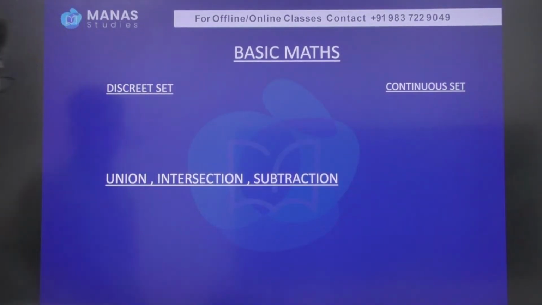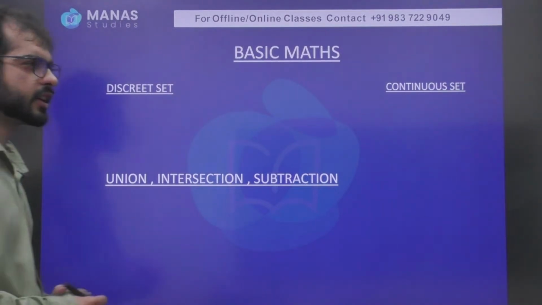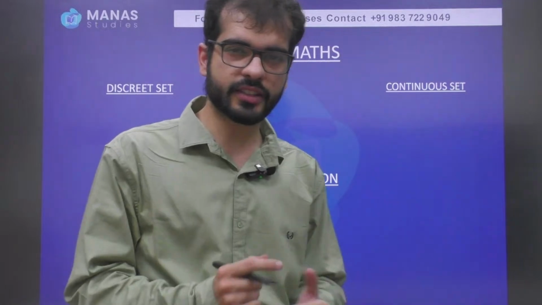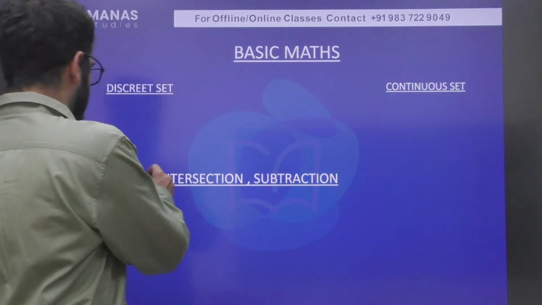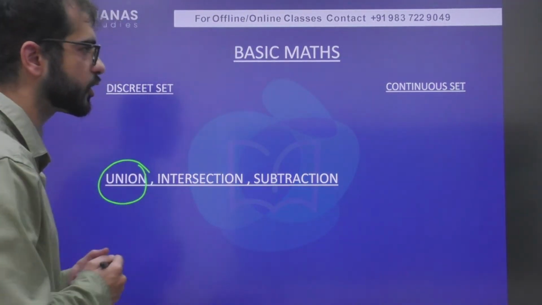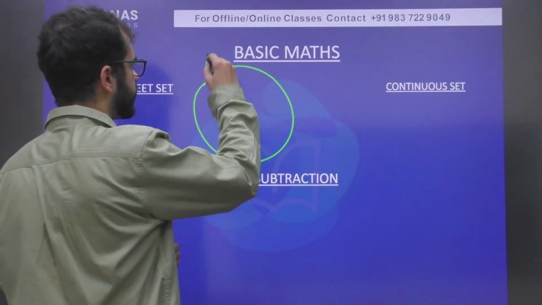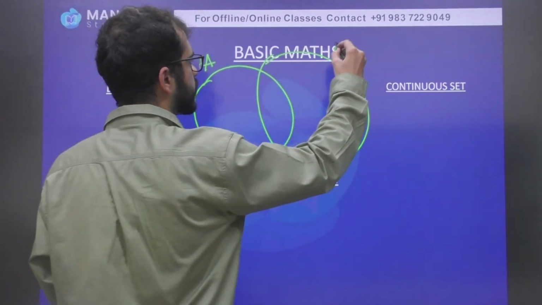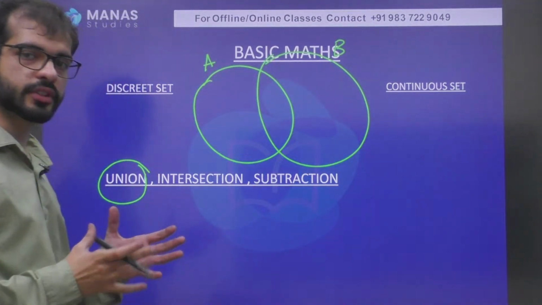Now let's focus at the next concept, that is going to be union, intersection and subtraction. ये concepts आपने 6th class में पढ़े होंगे. Let's revise them quickly so that we can move forward. Union of two sets. If I talk about a set A and another set B, these are Venn diagrams, that is visual representation of two sets.